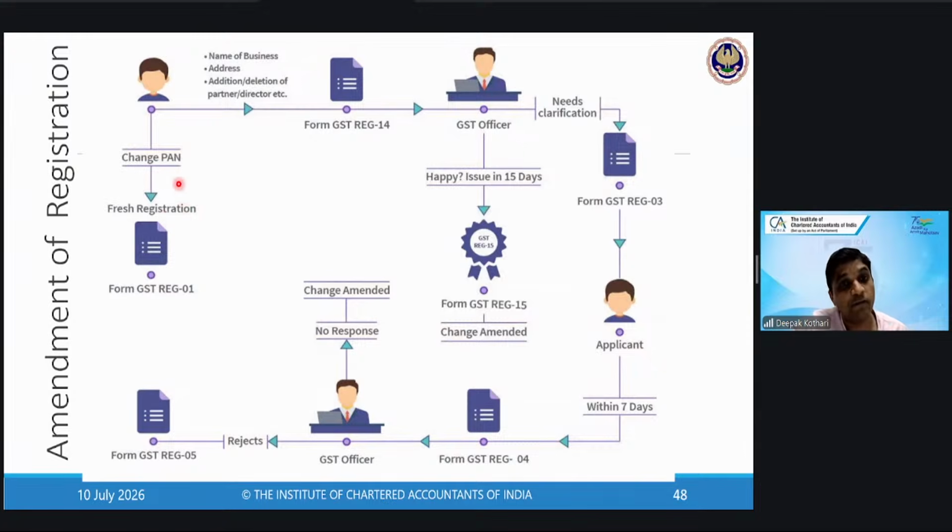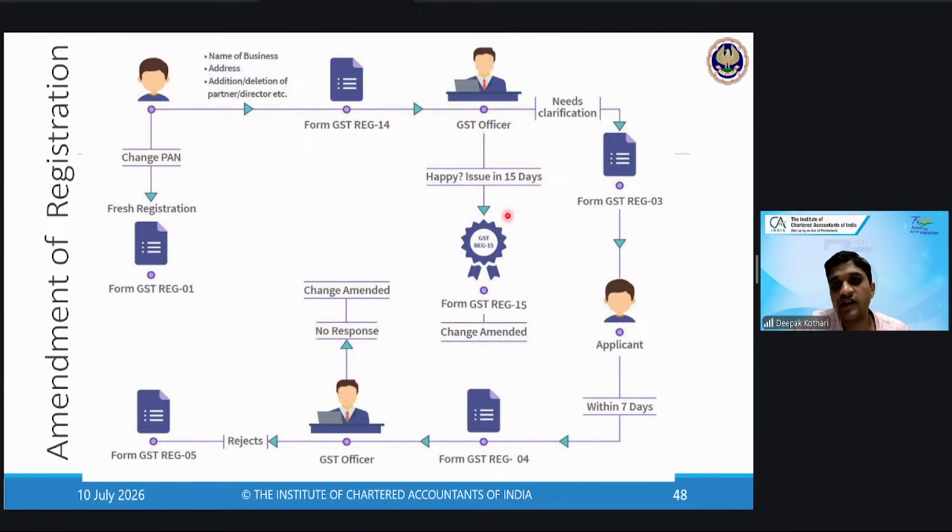If it is a change of PAN, then it is not an amendment, it's a new registration because GST is based on PAN. Why would your PAN get changed? You are a proprietorship getting transferred to a partnership, or an LLP converted into a private limited company, then there's a change in PAN itself. If there's a change in PAN, there's a fresh registration.